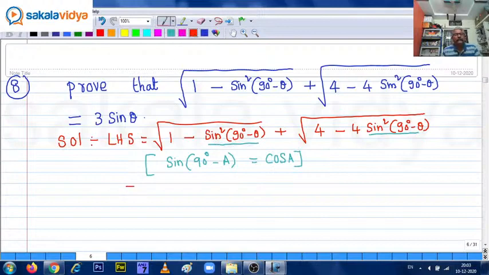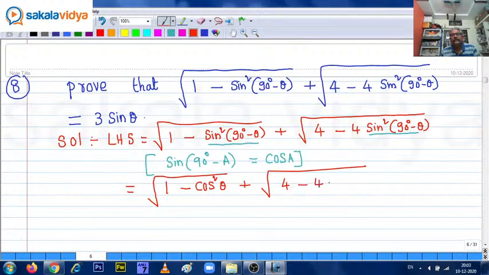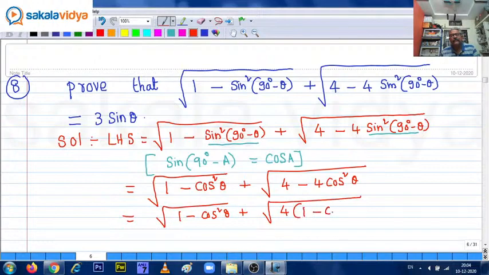So we can write this as root of 1 minus cos square theta, plus root of 4 minus 4 cos square theta. Taking 4 common, we get root of 4 times 1 minus cos square theta. Here, 1 minus cos square theta is nothing but sine square theta, from the formula sine square theta plus cos square theta is equal to 1.